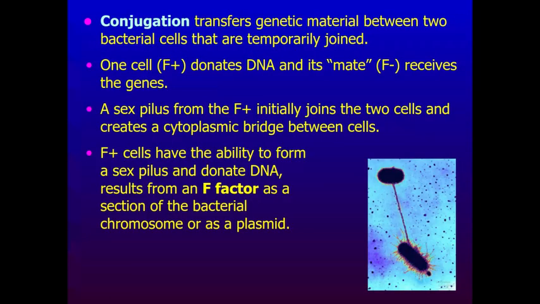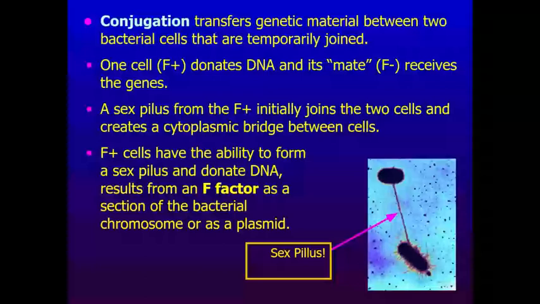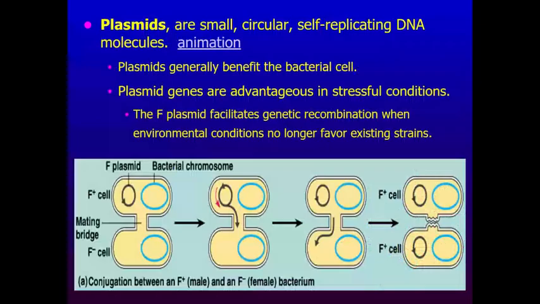Conjugation is a little bit different. Conjugation has to deal with the plasmids. Basically, what happens is one cell that has the plasmid recognizes a cell that doesn't have the plasmid, and then what's called a sex pilus or a conjugation bridge, which is basically just an extension of the membrane, will form between the cells. And a plasmid will be transferred from a positive cell, one that has a plasmid, to a negative cell, one that doesn't have it.